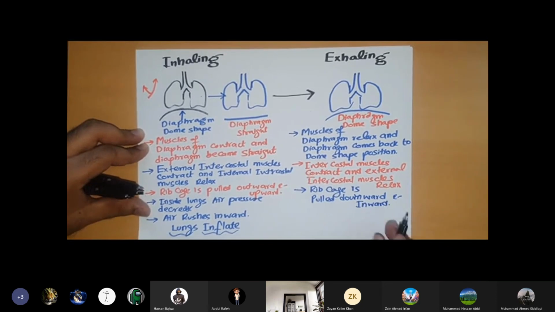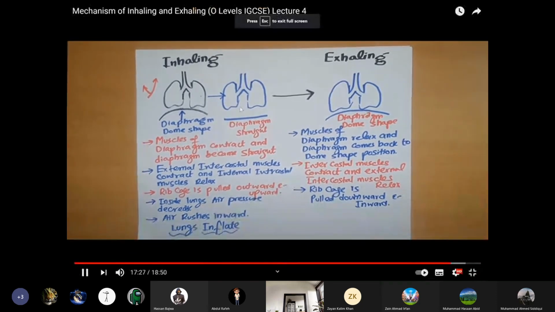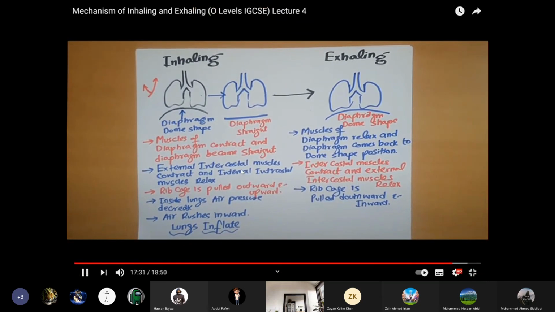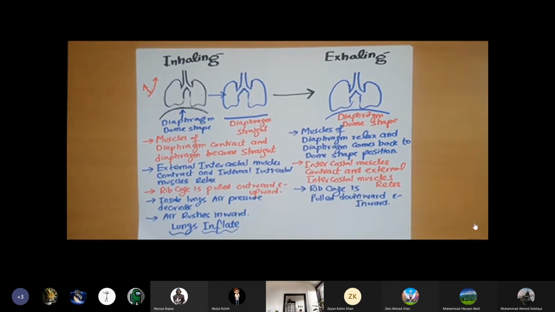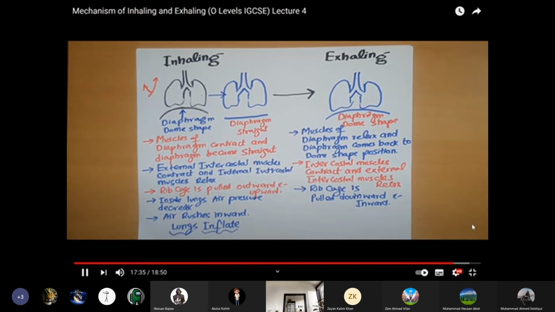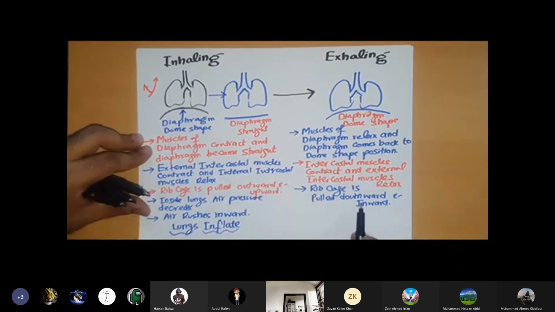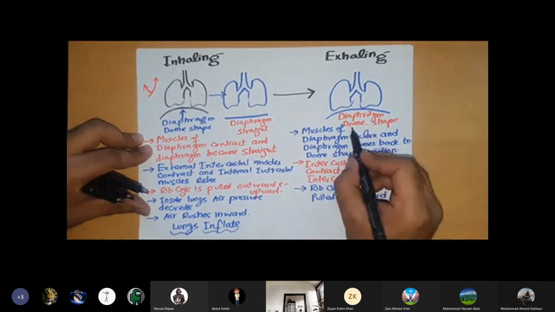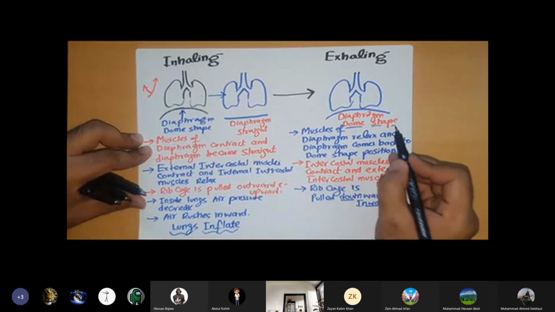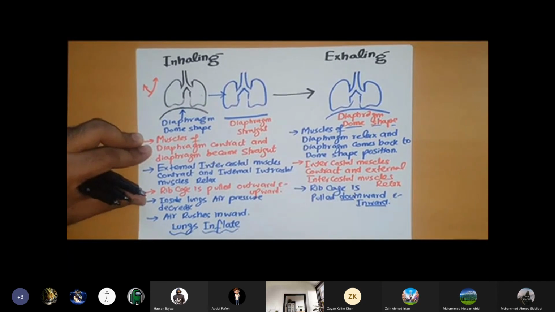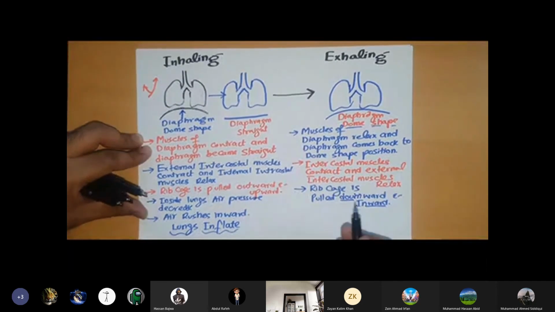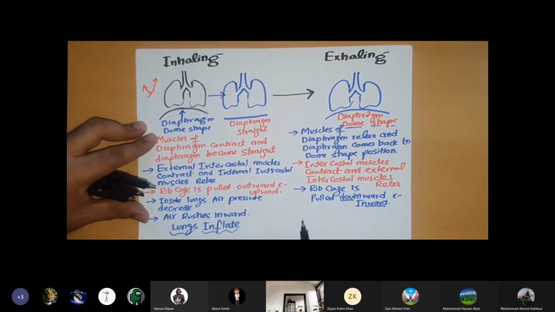Now again, we can perform an exercise. Inhale deeply first. Now exhale deeply. You can feel that your rib cage is going downward and inward. So when the rib cage moves downward and inward, the diaphragm will come back to its dome-shaped position. Both the diaphragm and rib cage will apply pressure onto the lungs and the air will rush outward.